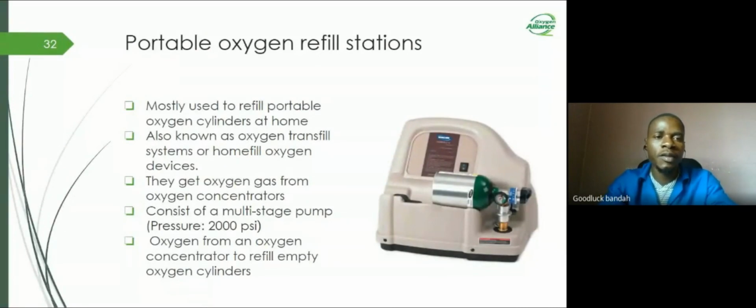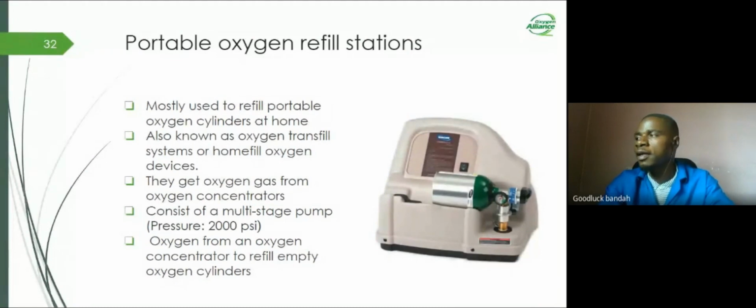Another special consideration should be on the portable oxygen cylinder. As shown on the left of this slide, that is a portable oxygen refilling station, which is sometimes called a home fill. It is basically made up of a multi-stage pump, just like the PSA or another filling station. So this has the capability of pressurizing the gas up to 200 to 2000 psi. Oxygen from the source. So the main source of this station is an oxygen concentrator.